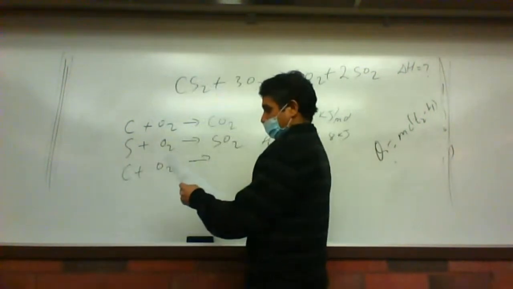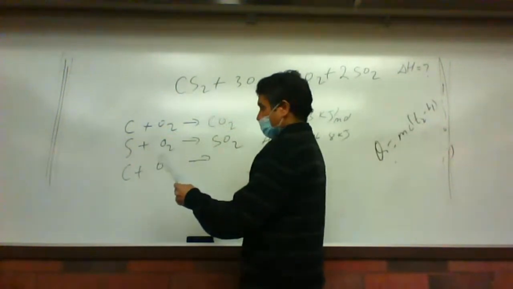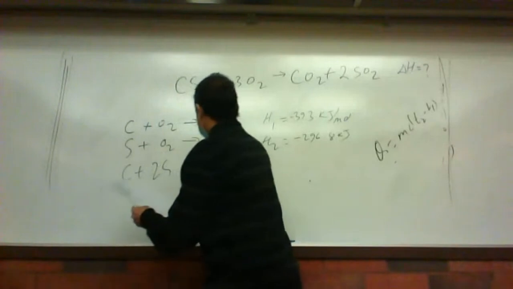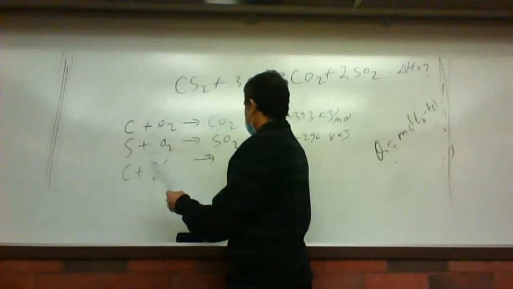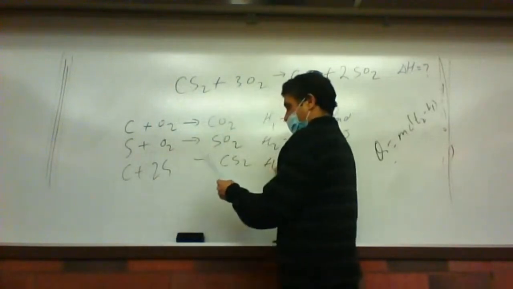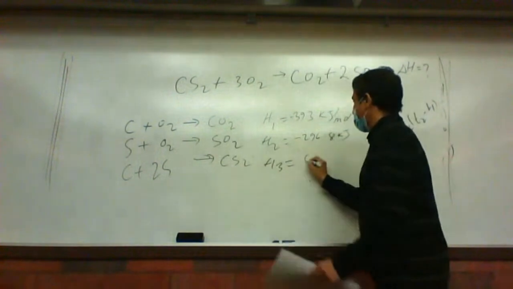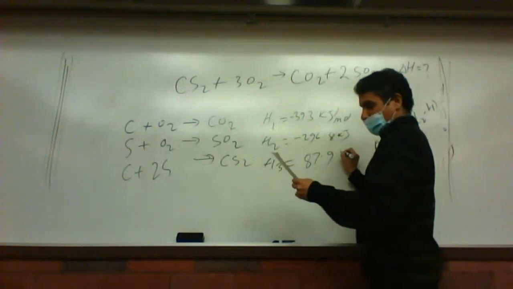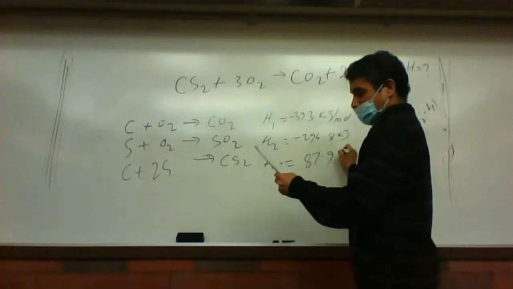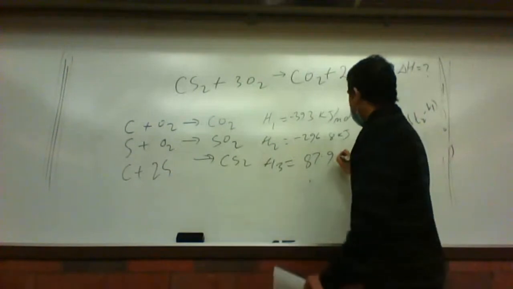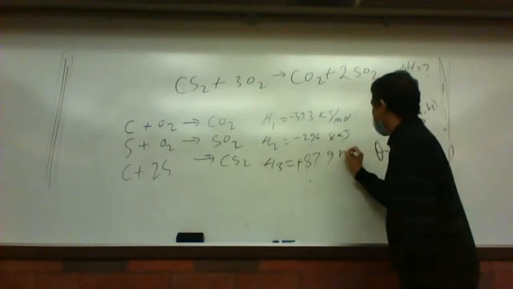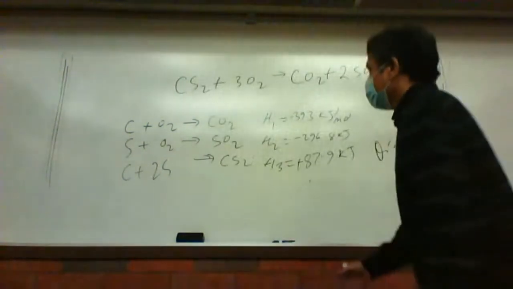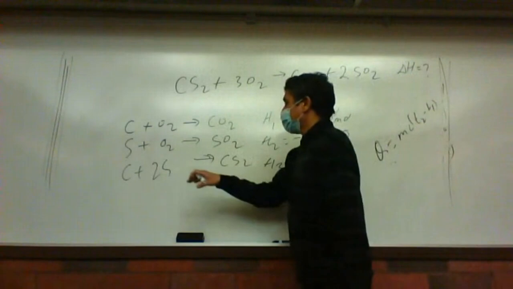What is that? I made some mistake. C plus O2, C plus 2S. So C plus 2S gives me CS2. And H3 would be 87.9. This is plus 87.9. I thought this was also minus, but it's a plus for CS2. Oh, it's a plus here. So maybe I can do this in the next class.